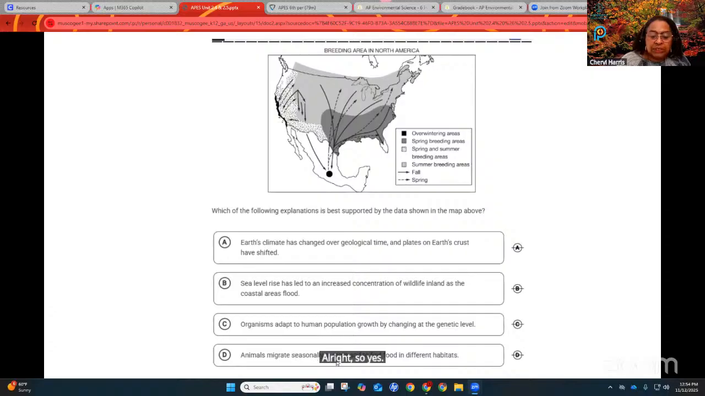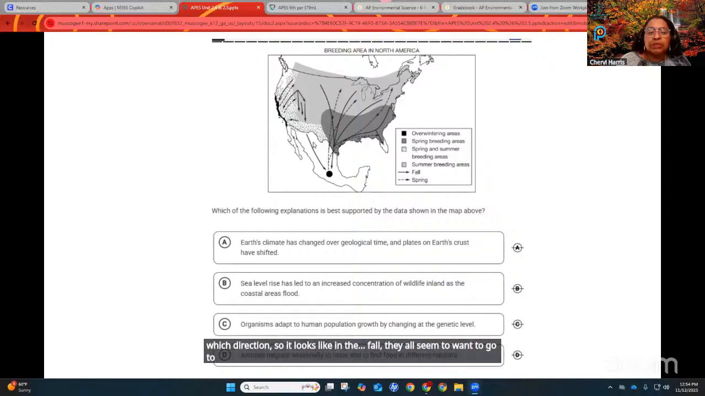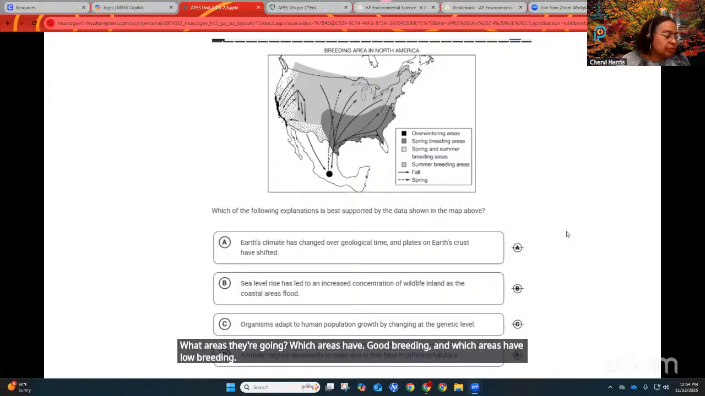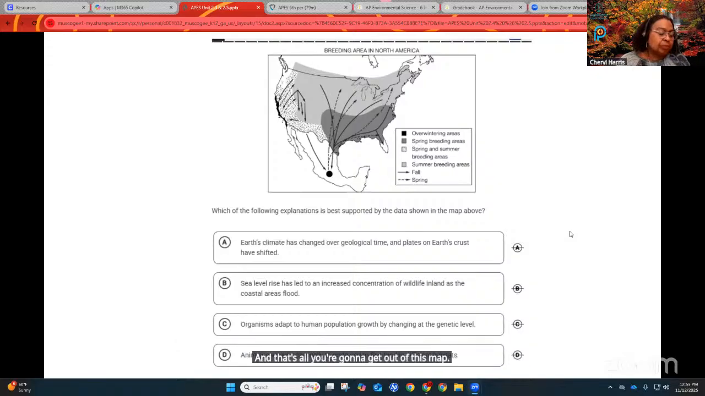Animals migrate seasonally to mate and find food in different habitats. And that's all you can get out of this. So the arrows tell you which direction. It looks like in the fall, they all seem to want to go to warmer climates. A couple of them go north in the spring, but that's what this is telling you. It's showing you where they're going, which areas have good breeding and which areas have low breeding. That's all you're going to get out of this map. None of the rest of that is shown in the map.